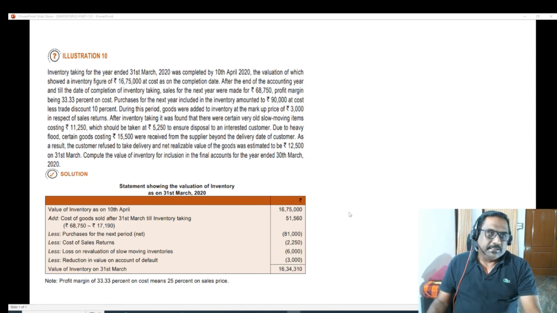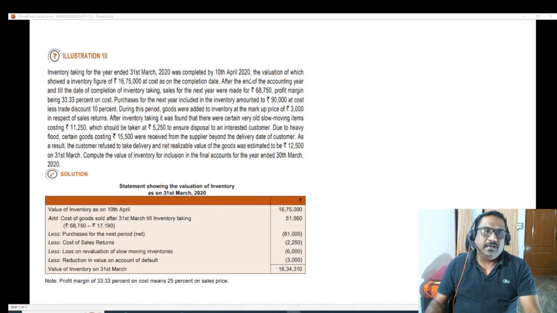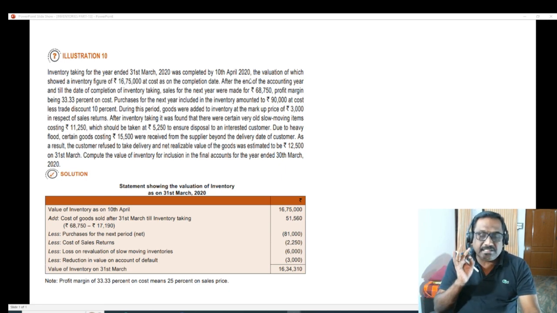Okay, right. What illustration 10 says is, inventory taking for the year ended 31st March 2020 was completed by 10th April 2020. That means the 2020 year-end inventory they have taken, and the process of taking the inventory has been completed by 10th of April 2020. The valuation of which showed an inventory figure of 16,75,000 at cost. Please underline this point. The price is pertaining to cost, not realizable value. 16,75,000 is a cost as on the completion date.